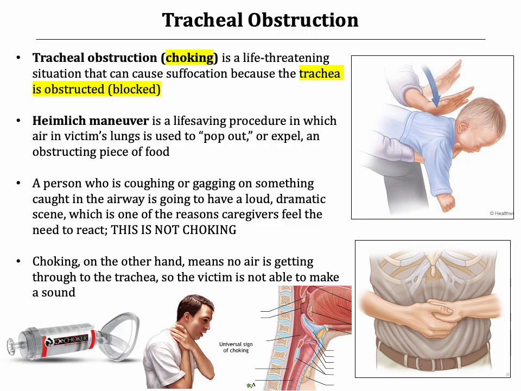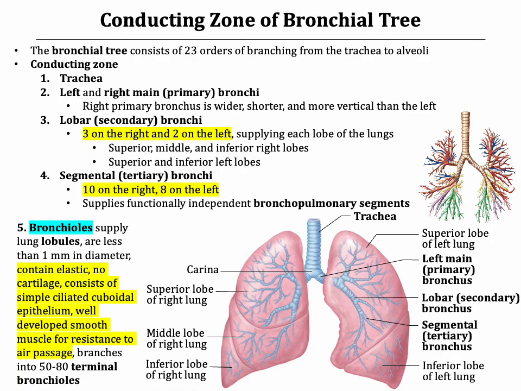The conducting zone of the respiratory system represents an upside down tree. It consists of bronchi and bronchioles, tubes in which air travels on its way to the lungs. I like this image here. You can clearly see how it looks like an upside down tree, the trachea being the trunk, and then there are 23 orders of branching that take place after that as air makes its way to the alveoli.